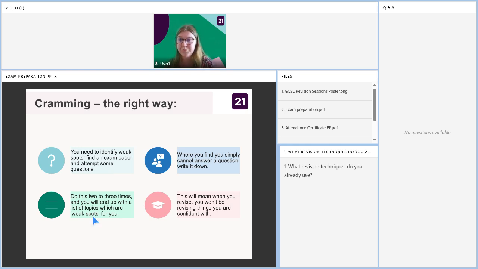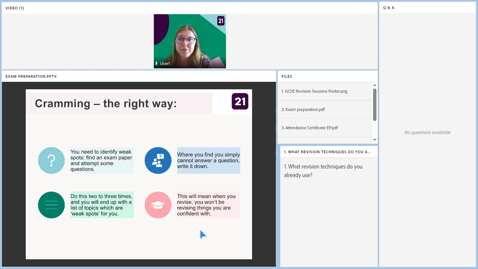Once you've done that 2 or 3 times, you're actually going to have a list of exam questions or topics that you feel you couldn't answer a question about if it came up now. This means when you revise, then you're not going to be revising the things that you're good at. You're going to just be revising the things that you knew from looking at the questions you would struggle with.